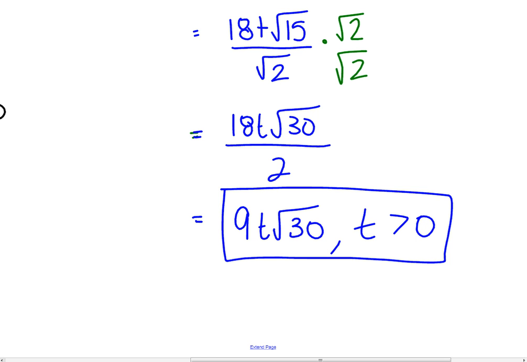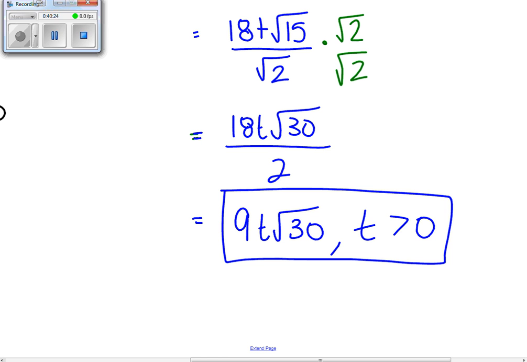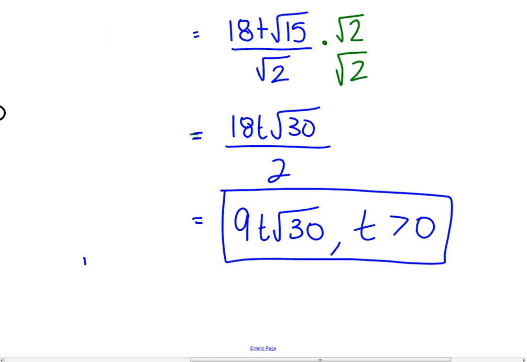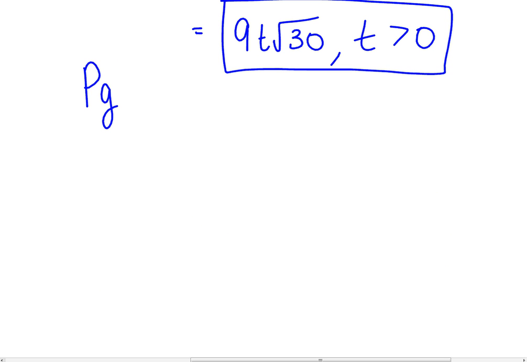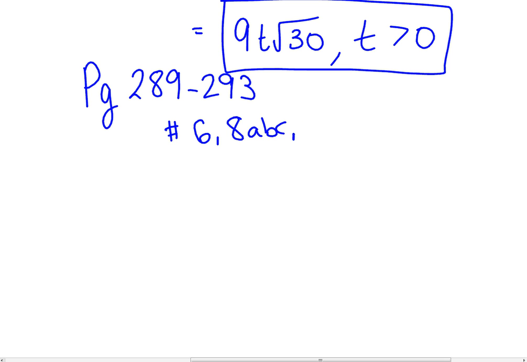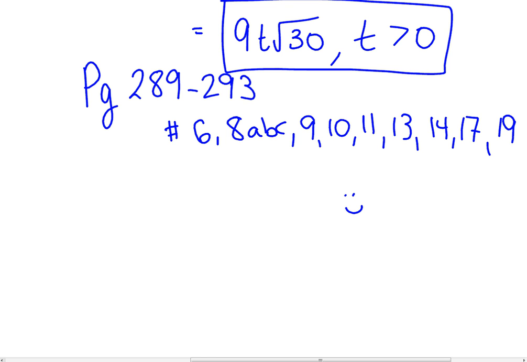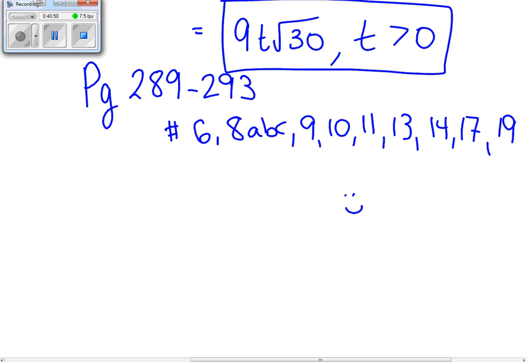Long one, but we made it. So your assignment, yeah, the long one. As long as you've already done yesterday's stuff, you want to make sure you've completed Friday's assignment. 289, 293, number 6, 8, ABC, 9, 10, 11, 13, 14, 17, and 19. Especially if you still have to do Friday stuff, Friday and Mondays, it's good stuff to do for studying for your quiz tomorrow.